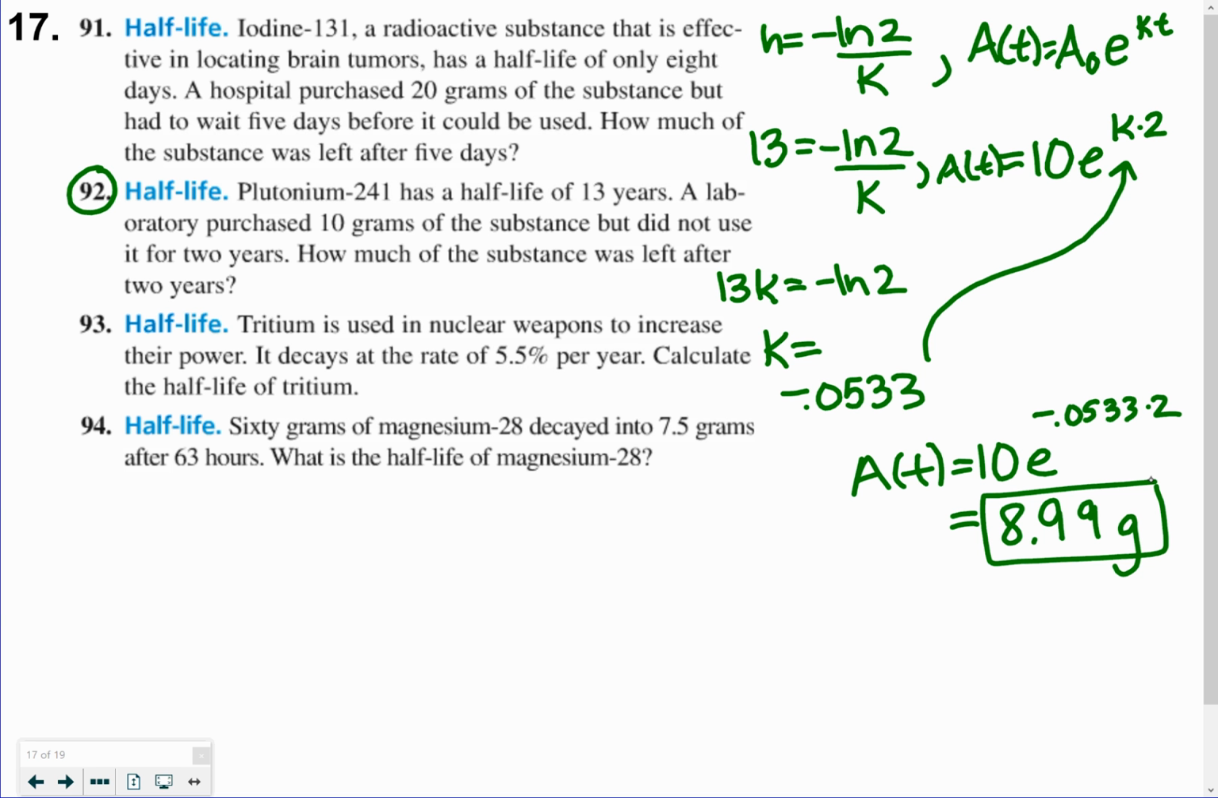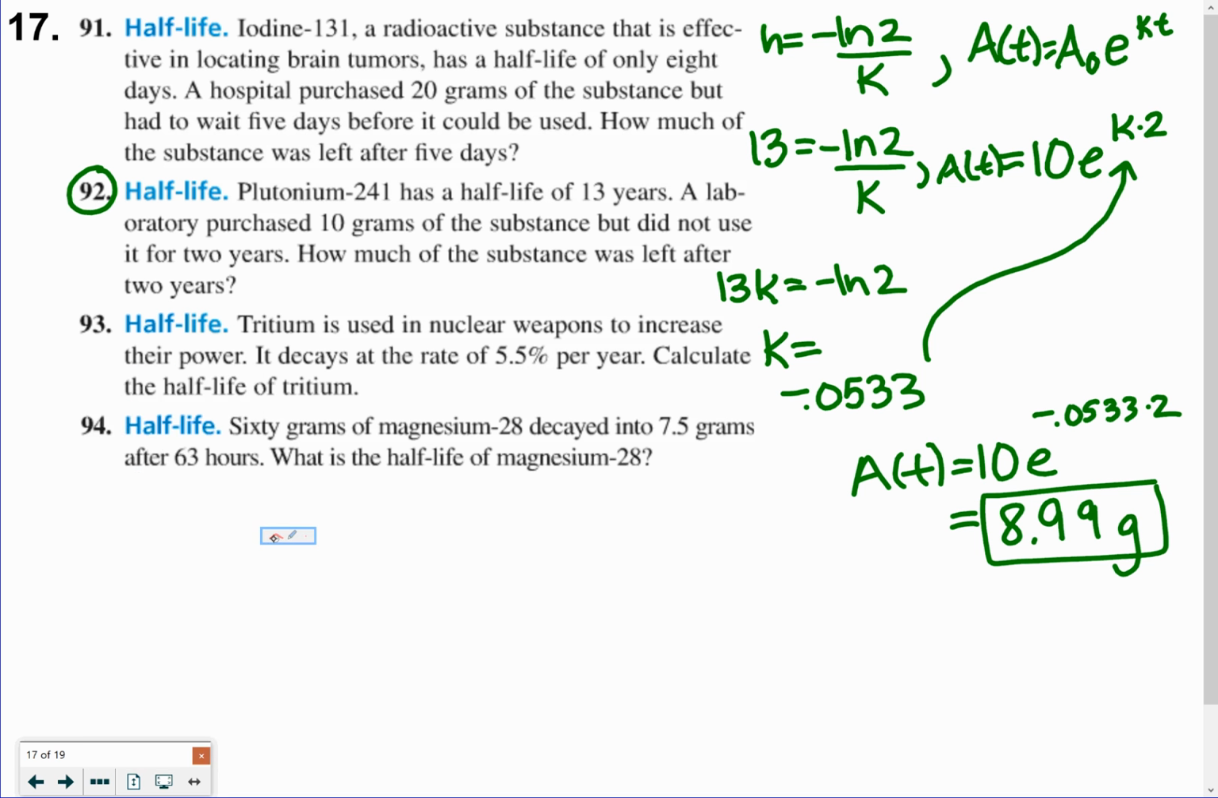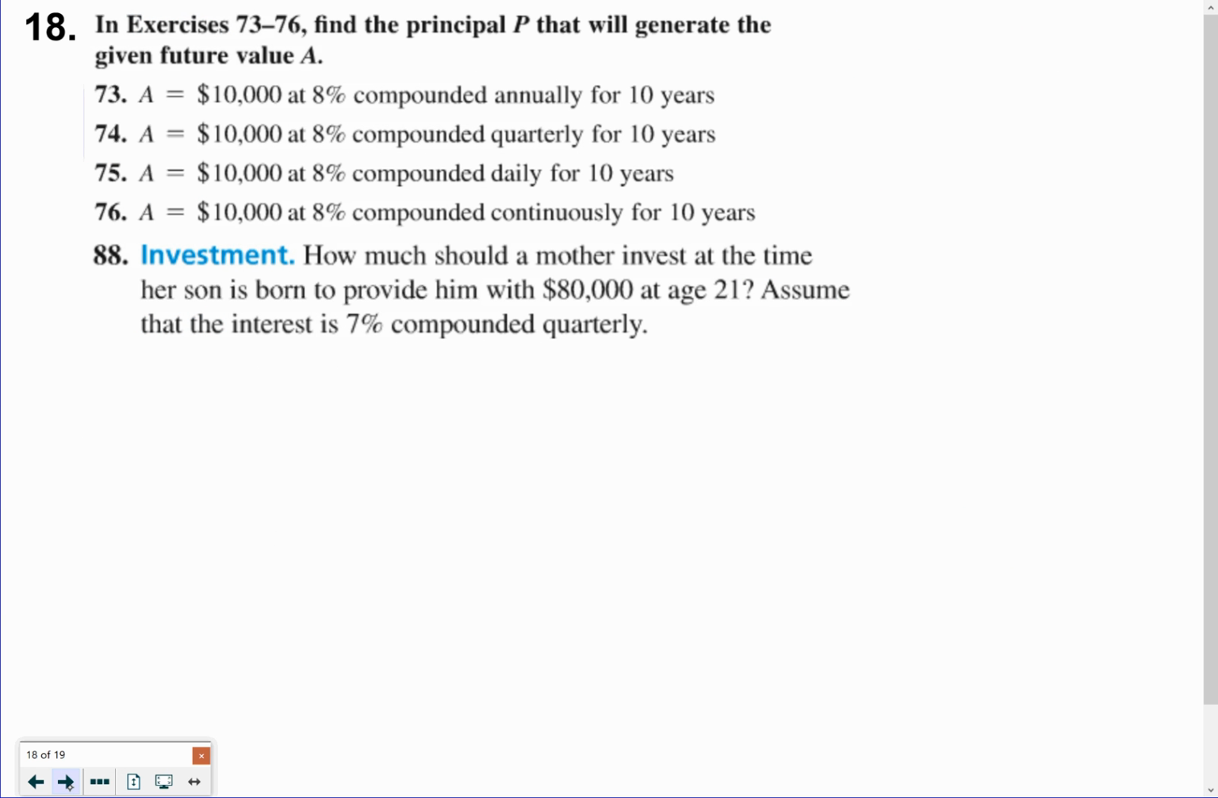Okay. Questions on 17? All right, we got 2 more. Number 18. We have a problem where we are finding the principal, finding the initial investment that's going to generate a future value. So pick a number. What do we like?